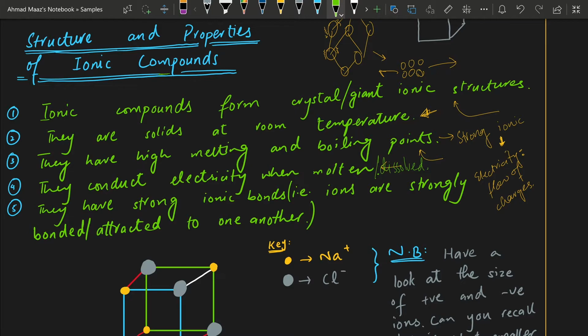They have strong ionic bonds. Ionic compounds obviously have strong ionic bonds, that is, their ions are strongly bonded, or attracted, to one another. Have a look over here.